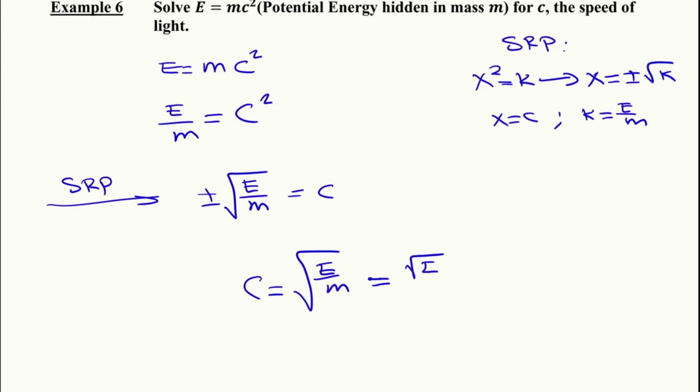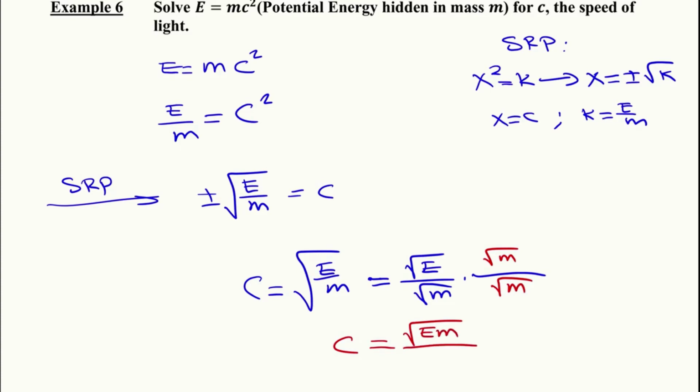So we get the square root of E over the square root of m. And now we're going to rationalize by multiplying top and bottom by the square root of m. So we end up with c equals the square root of Em over, we know that the square root of m times the square root of m is just m, and that's how we leave it.